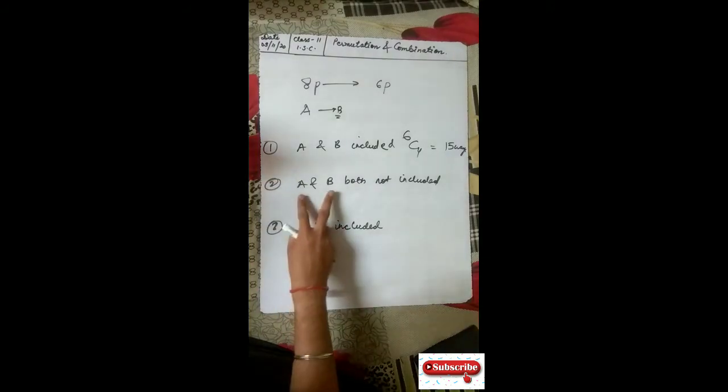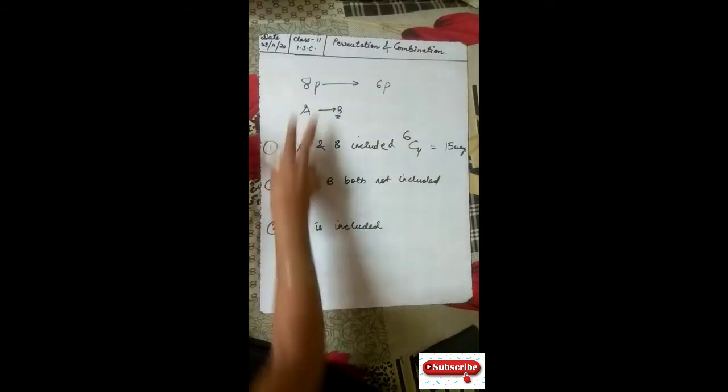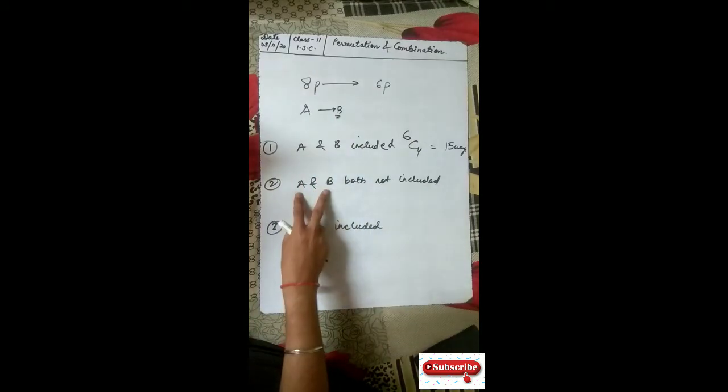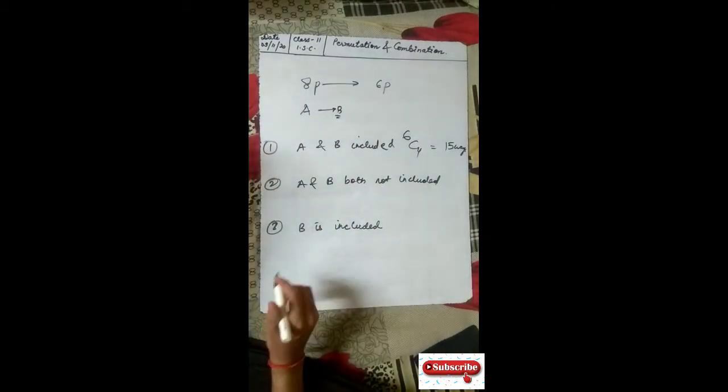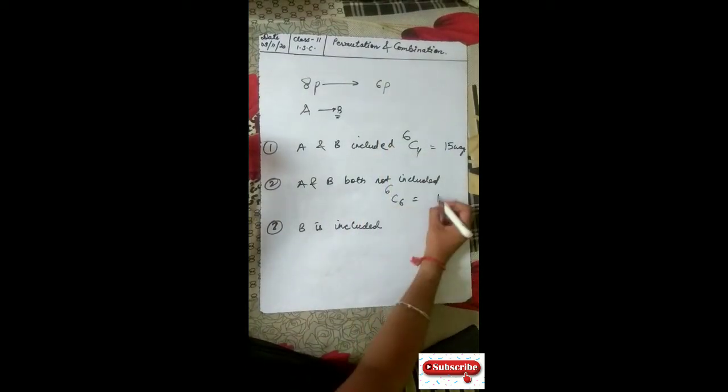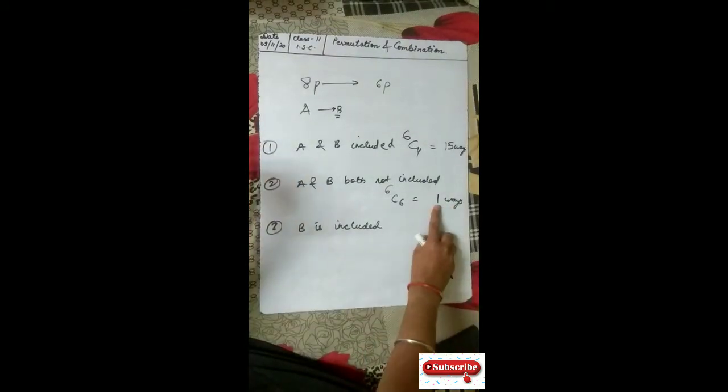Okay, A and B both are not included. If you're not including A and B, from 8 just subtract these two. So how many persons do you have? 6. From those 6 you need to select 6, so there is only one way. From 6 you're taking all the 6, so in one way.